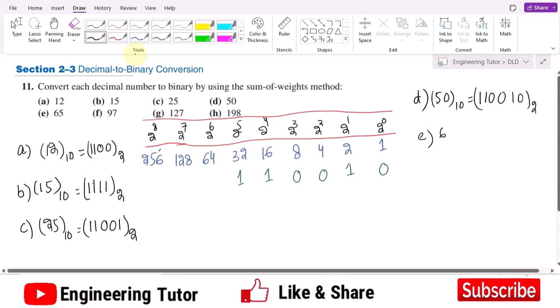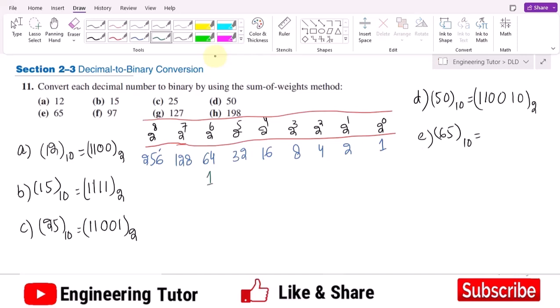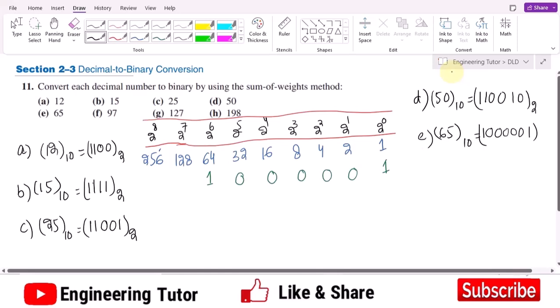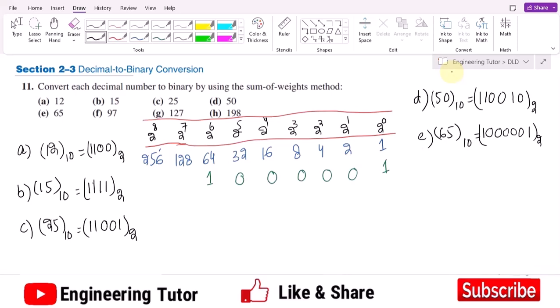Okay, now part E is 65 in decimal. So the highest possible number here is this 64, and 64 plus 1 is 65, while the others are now zeros. So this is 1, and 1 2 3 4 5 zeros, and then this one. So that is the binary equivalent of 65. So 1 2 3 4 5, yes, that is the correct one.